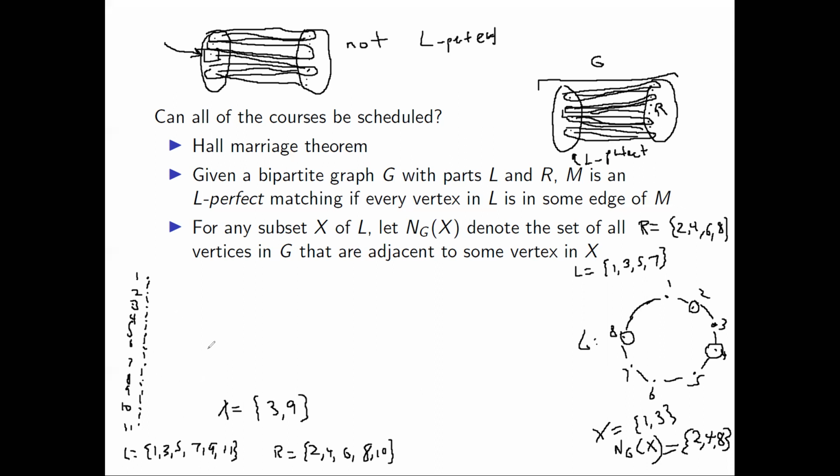So 3 and 9, in this case, are in X. Let's put that a little lower. The N sub G of X. So this is G over here. N sub G of X would equal 2, 4. Those are the neighbors of 3, the only neighbors of 3. And 8, 10, the only neighbors of 9. So those are two examples of N sub G of X, this notation. And we have two examples of an L perfect and a non-L perfect at the top.